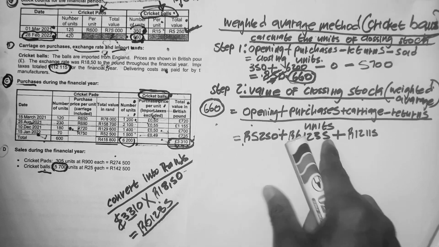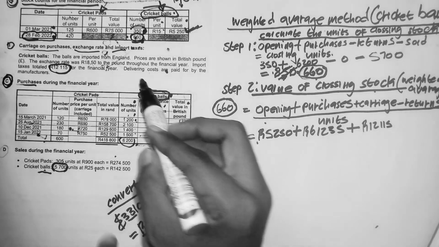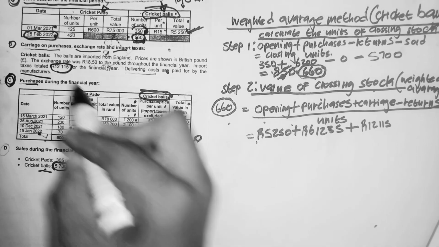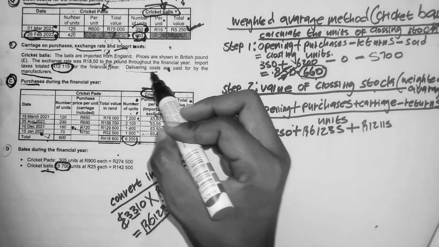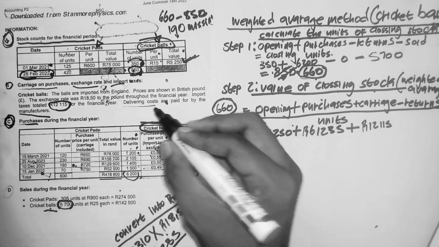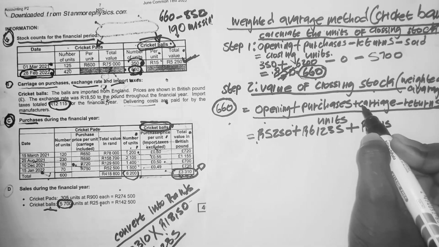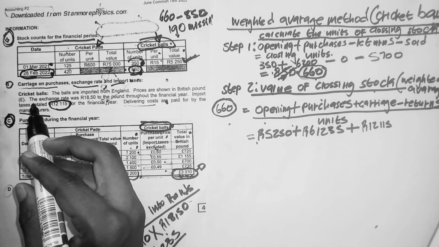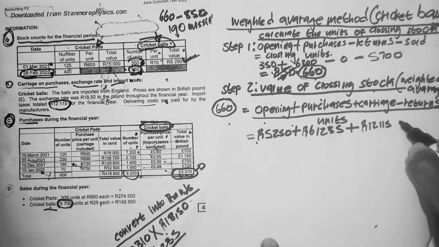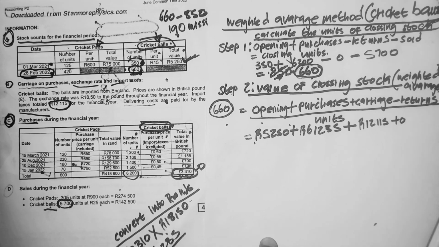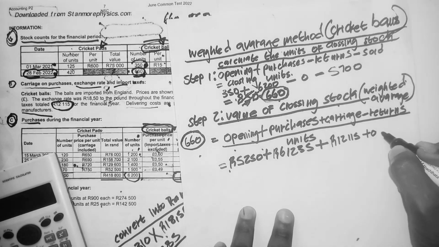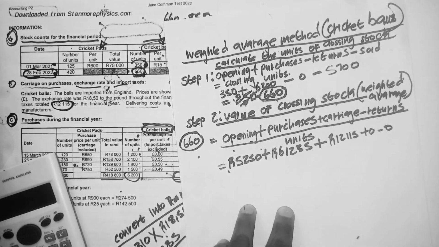So how about carriage? We haven't found carriage yet. They are saying the delivery is paid for by the manufacturer. What does that mean? This means to deliver these goods to our business, we did not pay any carriage. The carriage was paid by the manufacturer. So we will have no carriage on this activity. Carriage will be zero because it's not paid by us, it's paid by the manufacturer. Returns, I said there are no returns, so returns will also be zero.